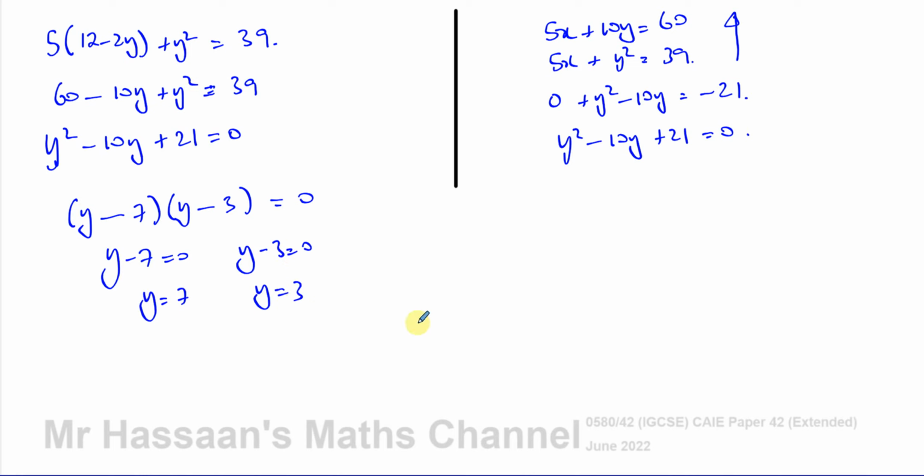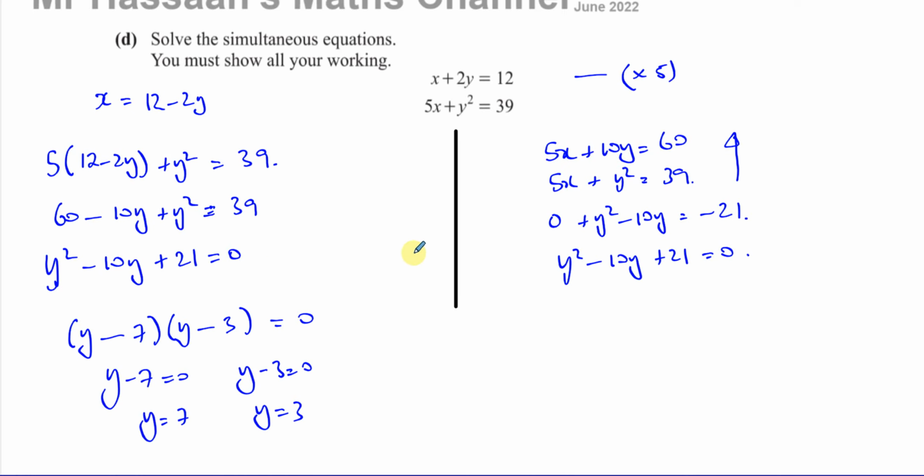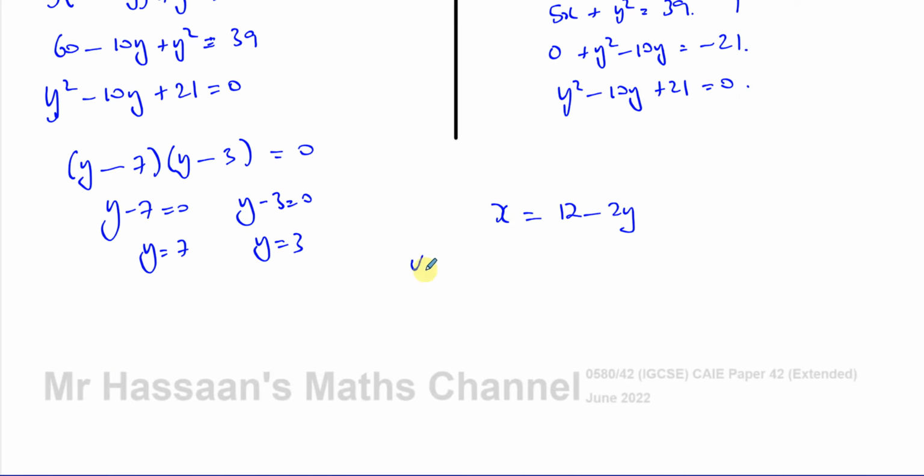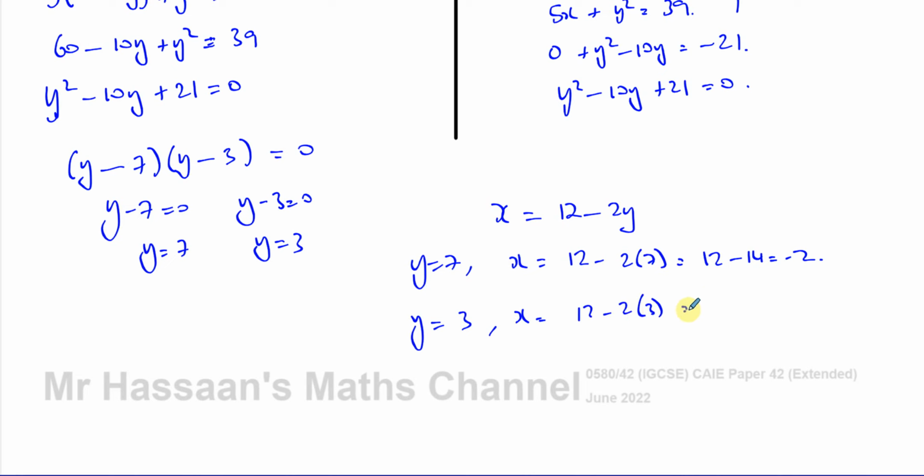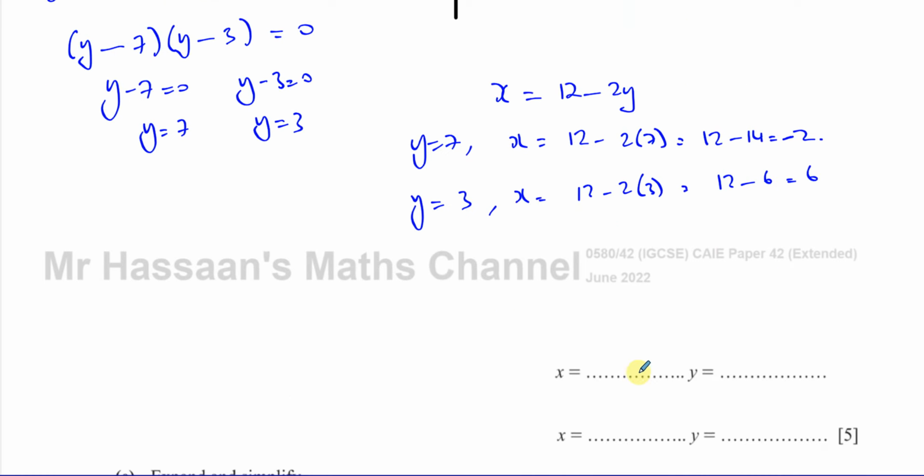And then we can use one of the two equations. I've already written here x equals 12 minus 2y. So I can now say when y equals 7, x equals 12 minus 2 times 7, which is 12 minus 14, which is negative 2. And when y equals 3, x equals 12 minus 2 times 3, which is 12 minus 6, which is 6. So we can say that we have x equals minus 2 when y equals 7, and x equals 6 when y equals 3. And there we have our solutions to this problem.